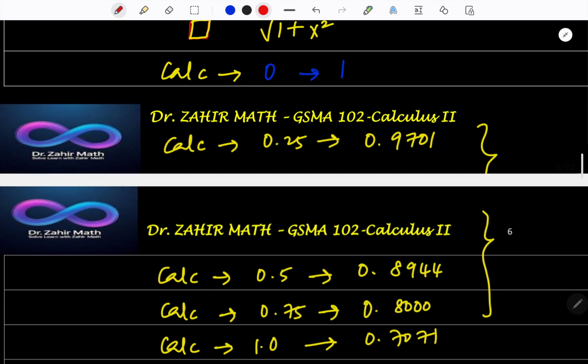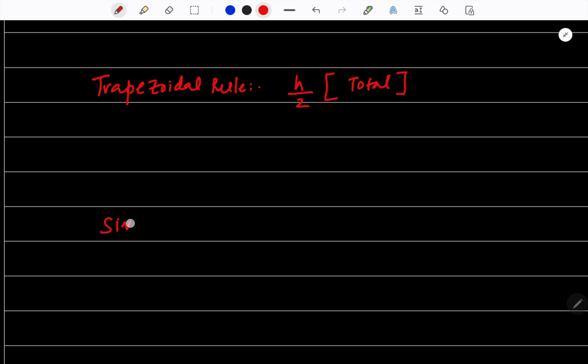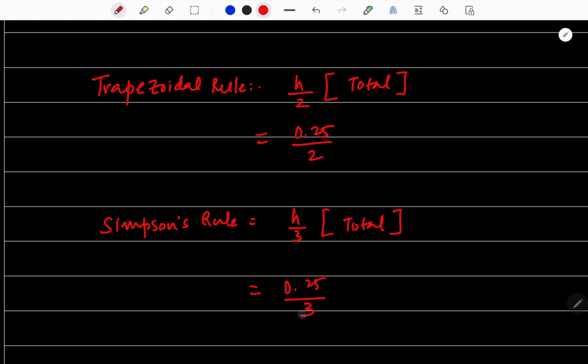Okay, right. So let me write the trapezoidal rule. Very easy. No need to remember the rule. You can directly write h divided by 2 with this total. Similarly, you are going to write Simpson's rule, which is h divided by 3 multiplied by the total of the Simpson's column. What is your h? h is 0.25 divided by 2. What is your h? 0.25 divided by 3.